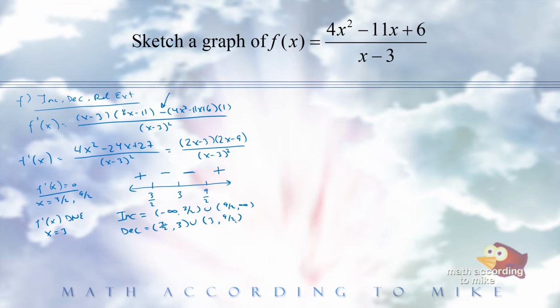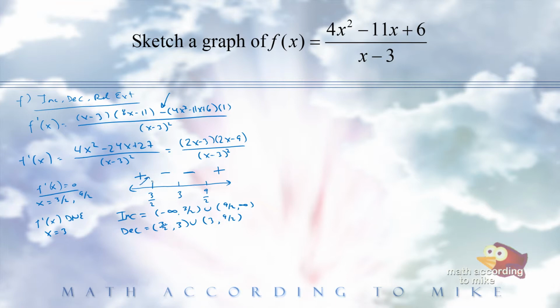Why can't we put that as one interval? Because we have a vertical asymptote at 3. So we can't make it into one. It has to be disjoint. Since 3 halves and 9 halves are in the domain, there's a sign change there, and they are critical numbers. That means we have relative extrema.